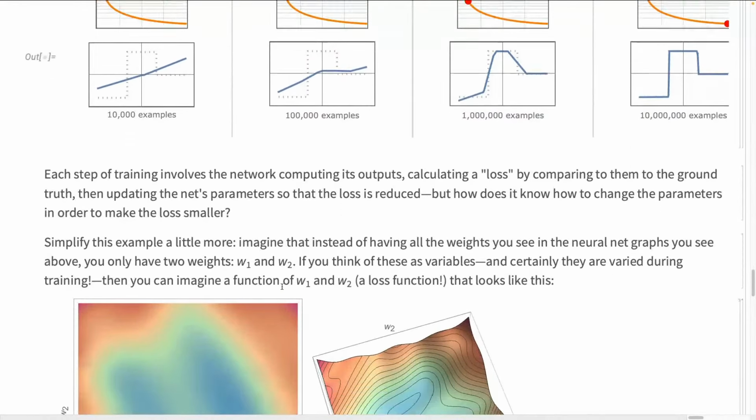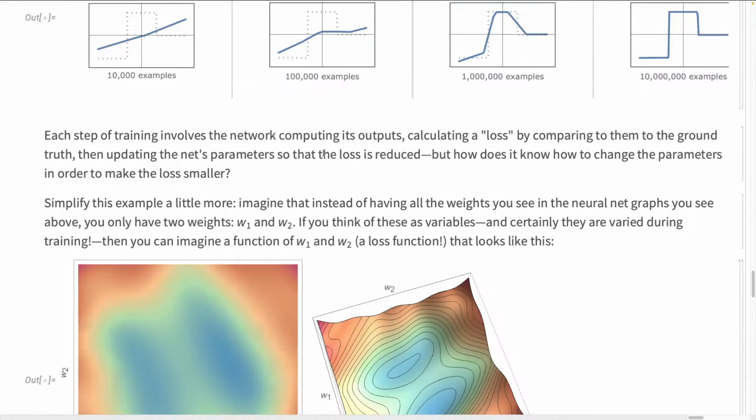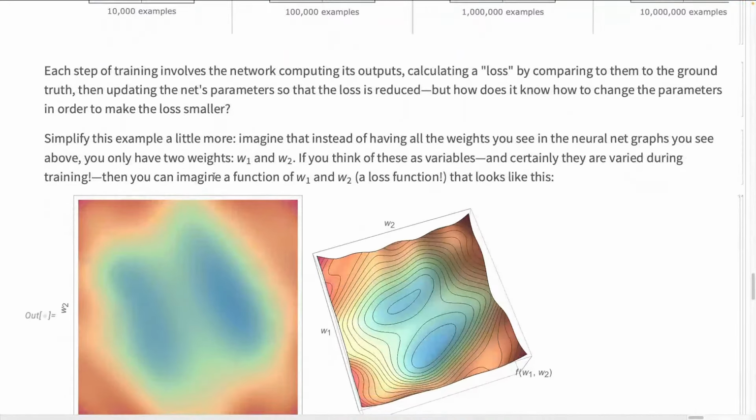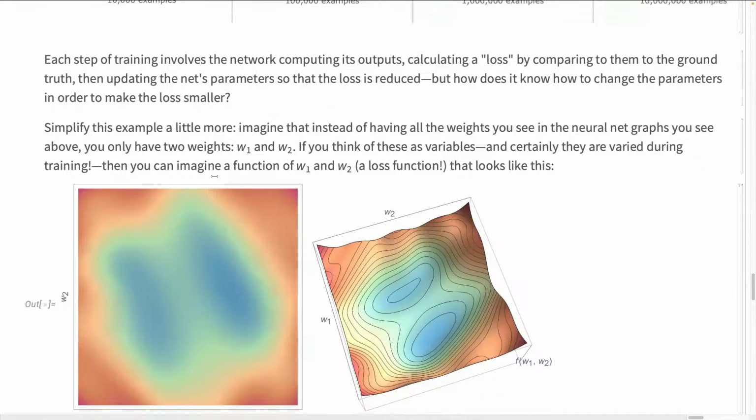So each step of training, the network computes some outputs, and then it calculates a loss by comparing them to the ground truth that we have provided. And then it updates the network's parameters to reduce that loss. And the question, I think, then naturally is, well, how does it know to change the parameters to make the loss smaller? Isn't it possible that you could change the parameters and the loss would get bigger? Like, if you just nudge the parameters, can't you possibly make the situation worse? The answer is yes, you could.